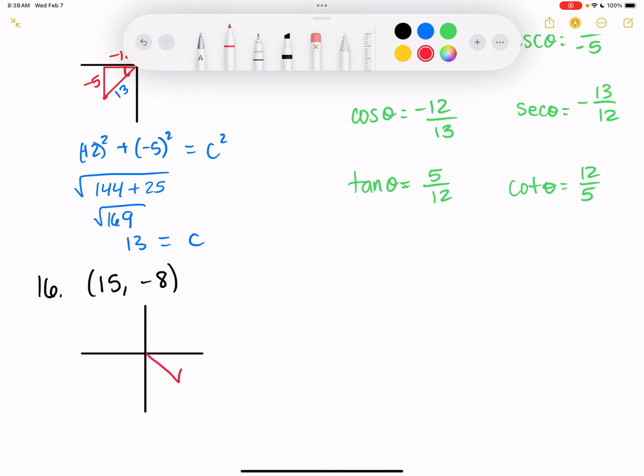Yeah, so bottom right, X is positive, Y is negative, so it'll be down here. And again, I draw it touching the X axis, not the Y. Doesn't look like a right triangle, but it is.